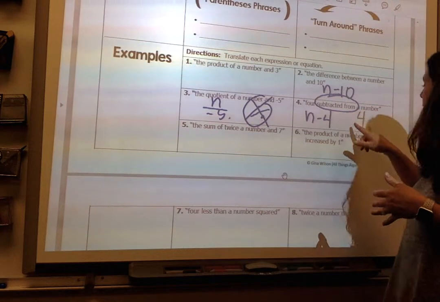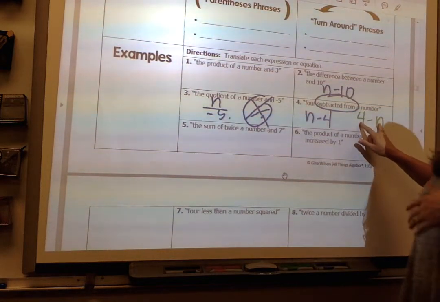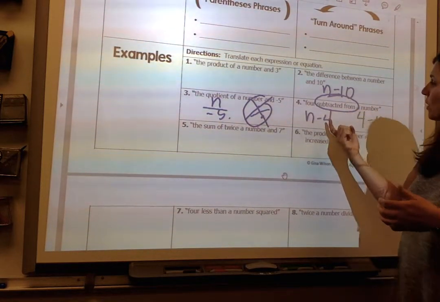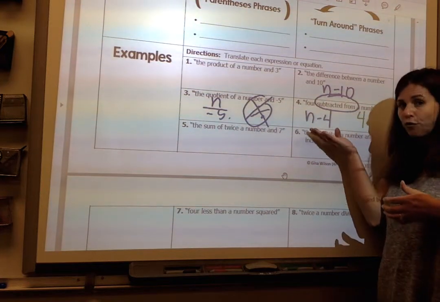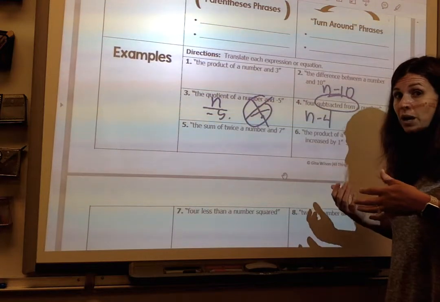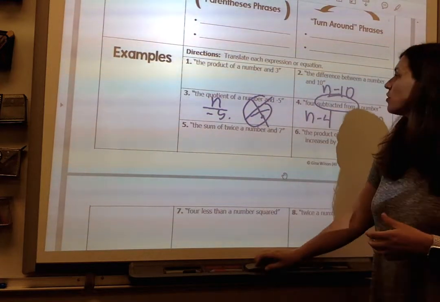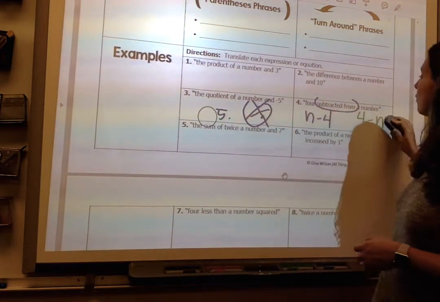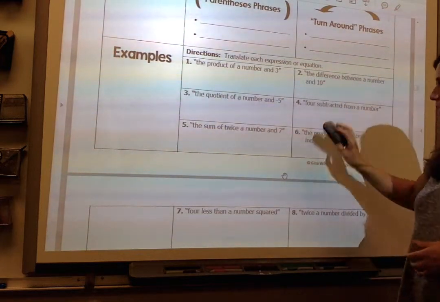Is it reasonable that it would be written like this? And it's not. So you can see that 4 is being subtracted from n. Like if you had $10 and I subtracted 4 from your money, that would be $6. So really pay attention to the language on that one. Those turnaround words can be tricky.